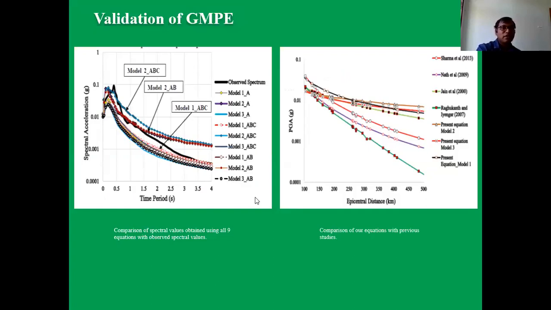These are the models that we have used for validating and observing using spectral acceleration versus time periods. Similarly, here epicentral distance versus PGA. And finally, here are some well-known equations proposed by various researchers, and we have shown our present equation model. Finally, we have chosen our reliable equation, which can reliably map the seismic hazard of our study area.